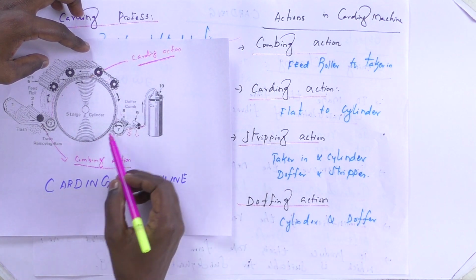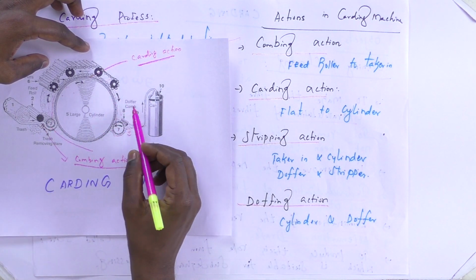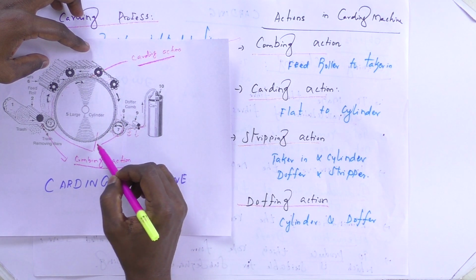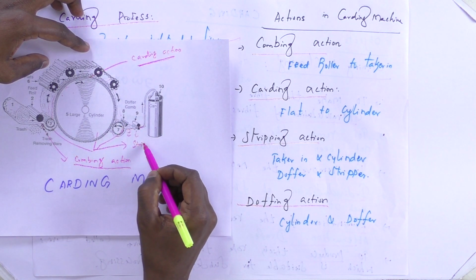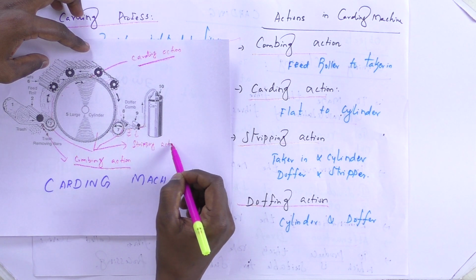Stripping action, involving the licker-in, cylinder, doffer and stripping roller. Stripping action is nothing but the removal of impurities present in the wire points. By using the stripping roller, we can clean the licker-in, cylinder and doffer easily. By rotating the stripping roller on the surface of the licker-in, doffer and cylinder, the impurities stuck inside the wire points are removed successfully.